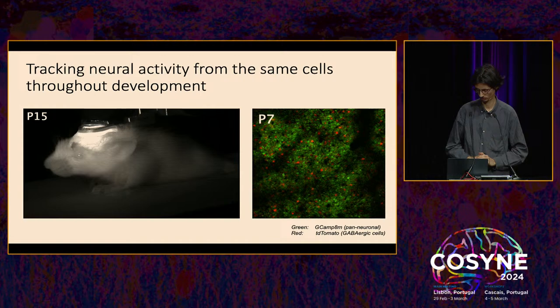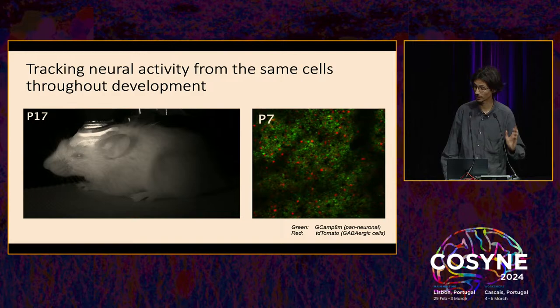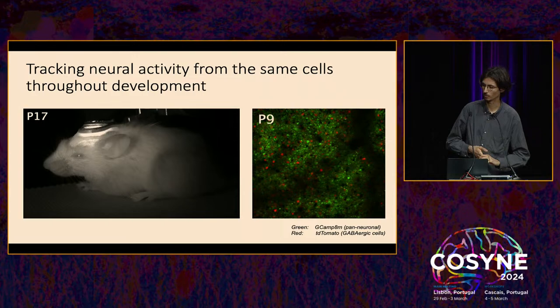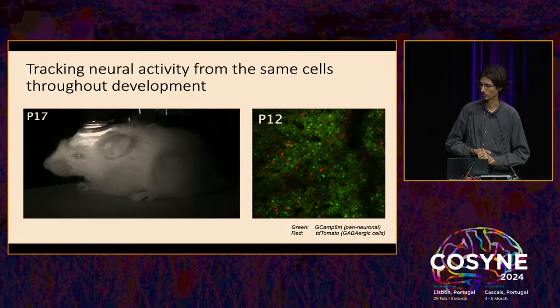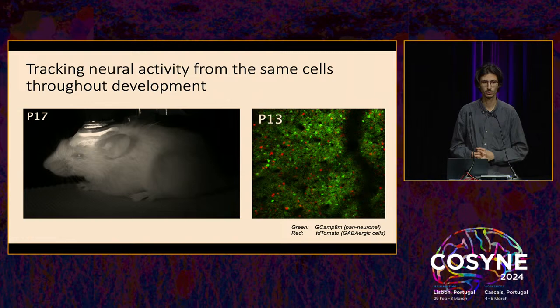And we can also simultaneously perform calcium imaging. And here on the right, I'm showing example data from this kind of recording, where we're showing the activity of GCaMP in green. And in red, we just have an anatomical marker for GABAergic cells, which also allows us to find the same field of view across many days.